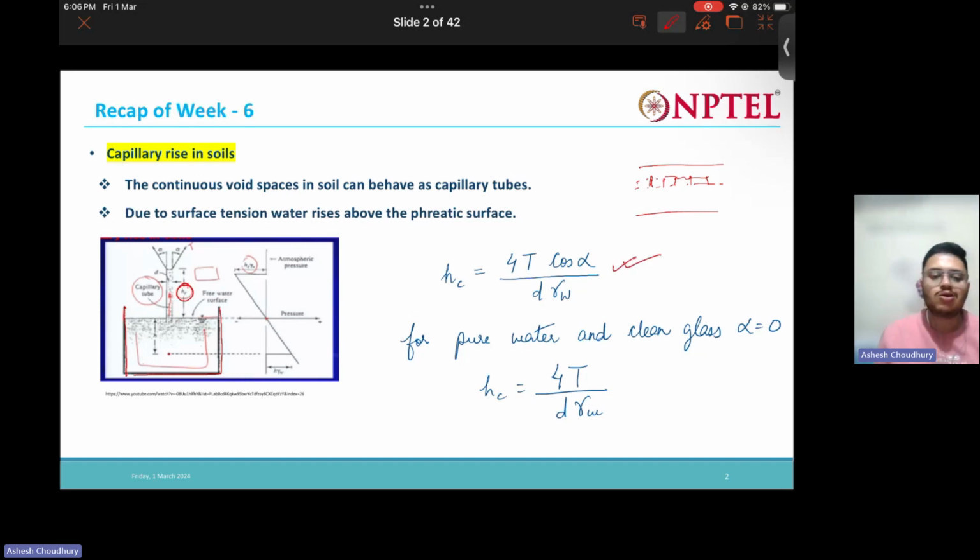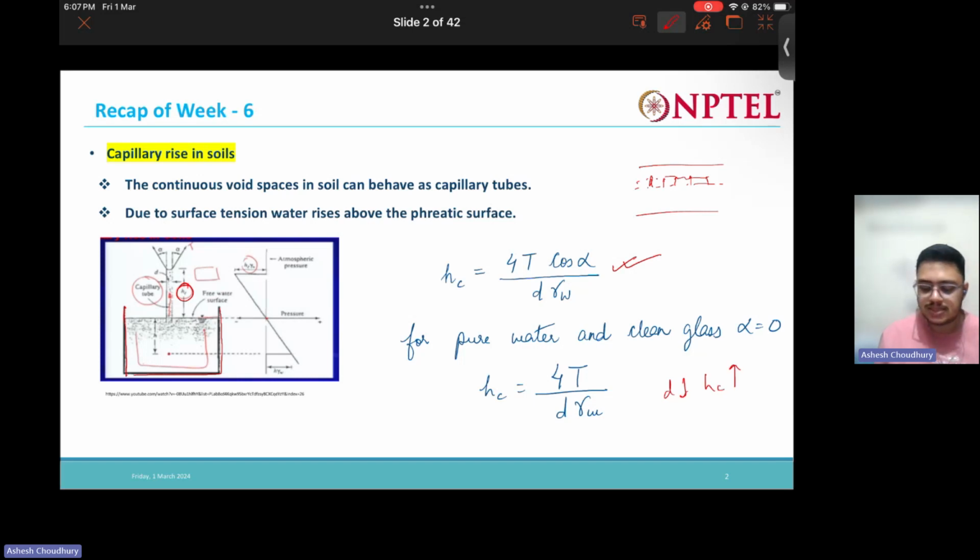Hc is equal to 4T cos alpha by d gamma w, where T is nothing but the surface tension of water. Alpha is the angle, you can see it shown here. D is nothing but the diameter of the tube. If D is smaller, the smaller the diameter of the capillary tube, the higher the water is going to rise. If D decreases, H is obviously going to increase.